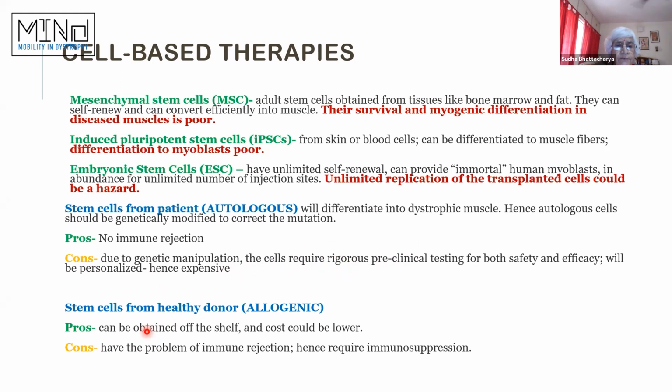So on the other hand, if you take cells from a healthy donor, that is allogenic, the plus point is that one healthy donor can give cells to a large number of patients. So it is like off the shelf. You can order it and you can get it, and the cost will be lower. But the problem is that there would be immune rejection, so you have to do immune suppression.